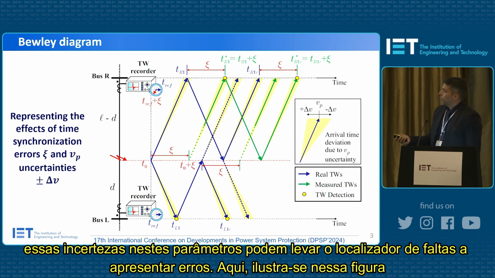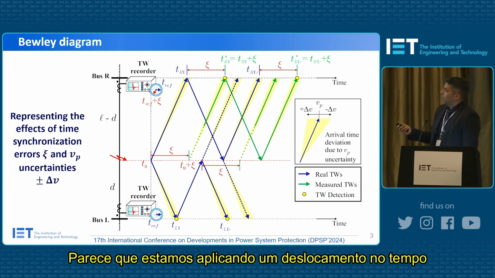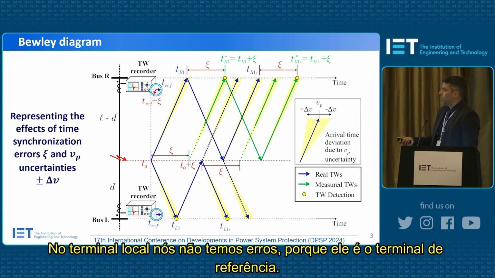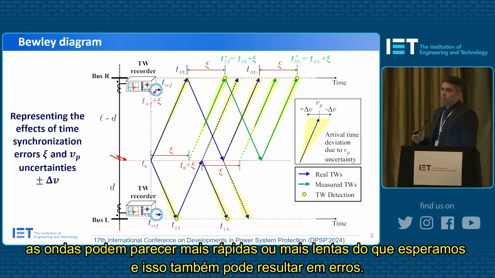This figure illustrates, for instance, when we have a time synchronization error, it seems that we are applying an offset over the time in the travelling wave detections on the remote terminal. In this terminal, we do not have errors because this is the reference terminal. And when there are uncertainties in the propagation velocity, for instance, the waves can be faster or slower than we expect them to be, so it also can result in errors.